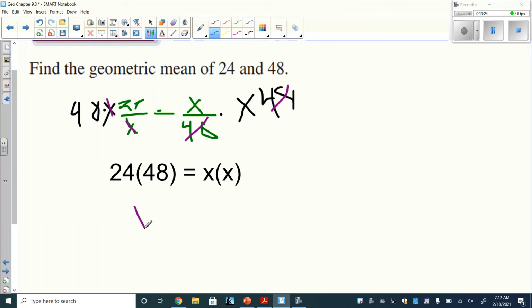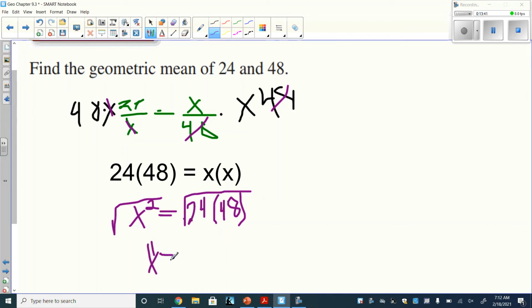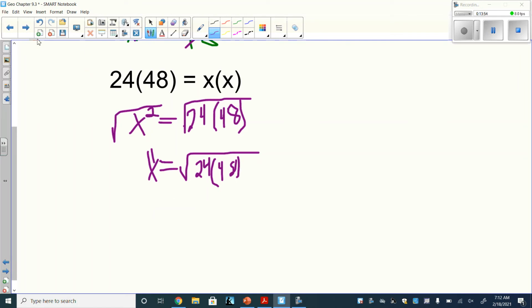Which would just tell us that x squared is equal to 24 times 48. And to simplify, we would take the square root of both sides, telling us that x is equal to the square root of 24 times 48. But isn't that what we had at the beginning?